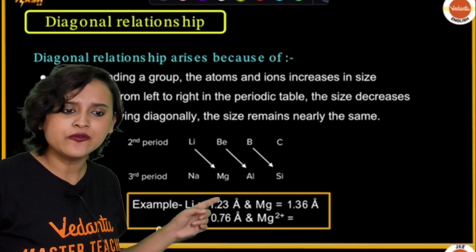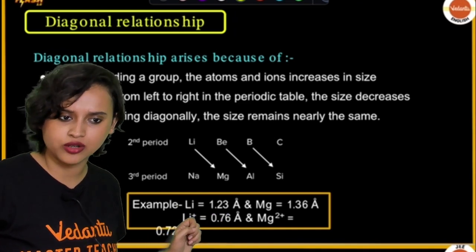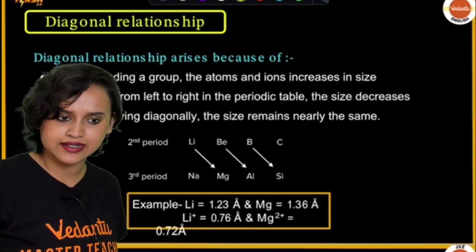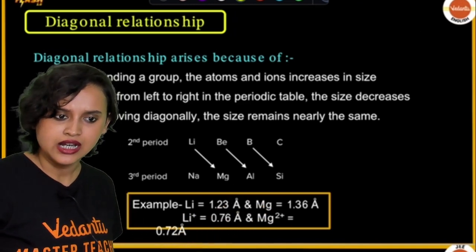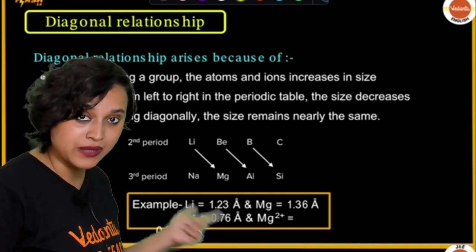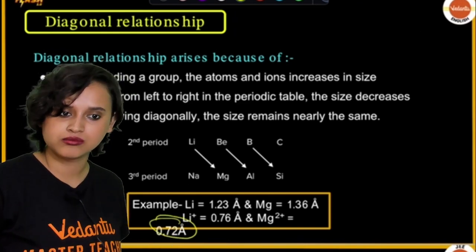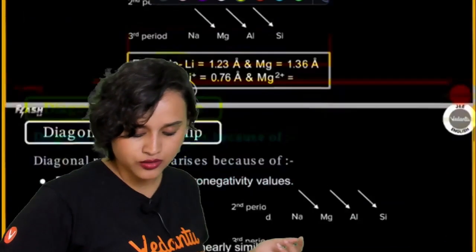Easy peasy. Now for example, lithium has a size of 1.23 angstrom. Magnesium has 1.36 angstrom. Not too much difference. Li+ is 0.76 angstrom, and Mg2+ has 0.72 angstrom. See, once again, not so much difference, okay?